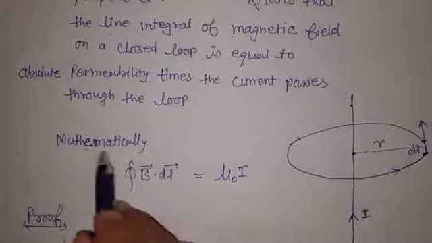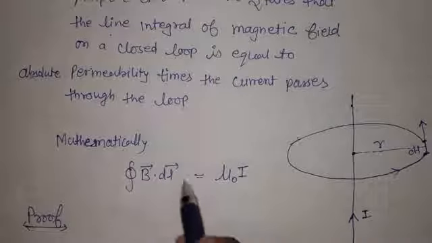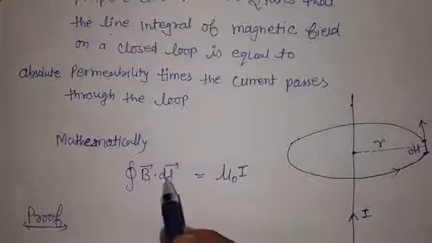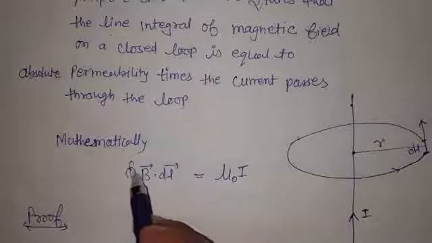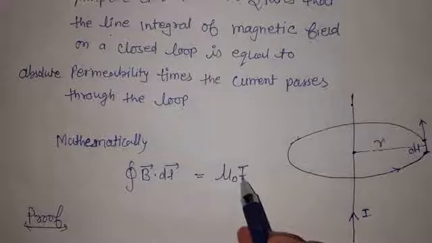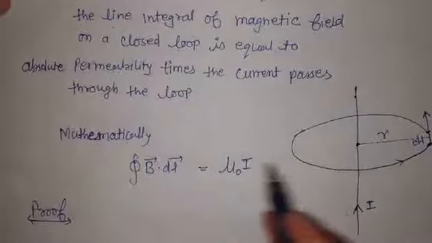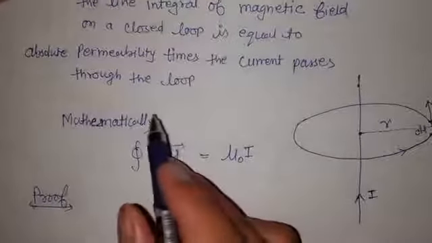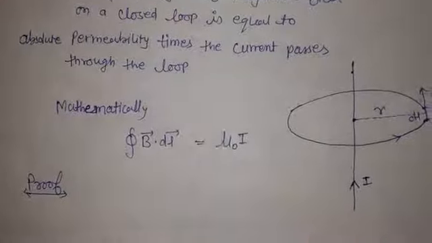So thus mathematically we can write that the line integral is given by B dot dl on this closed loop, which is equal to mu naught, the permeability, times the current which is passing through it. Okay, this is the mathematical form of that Ampere circuit law.